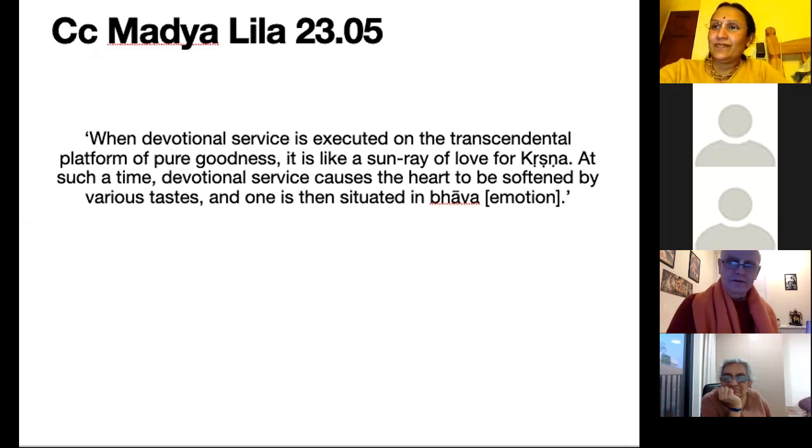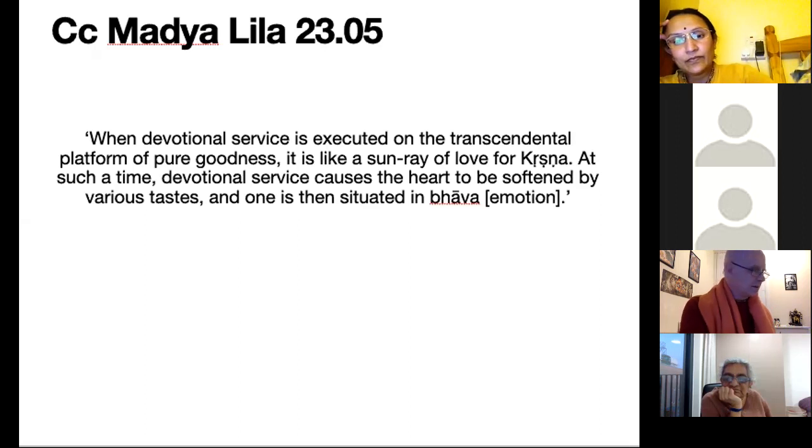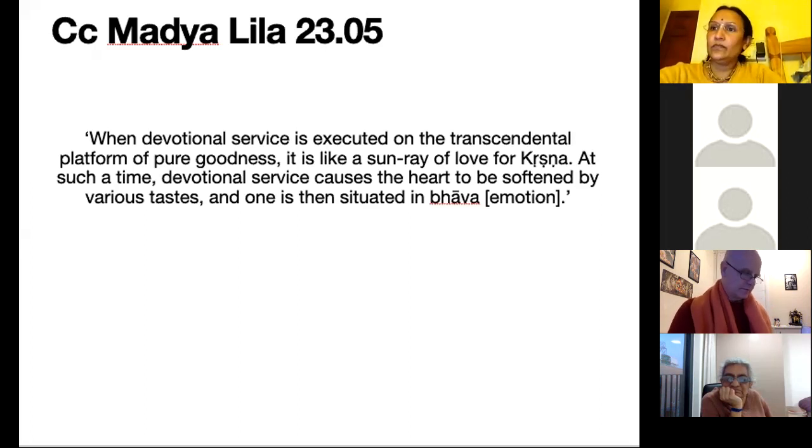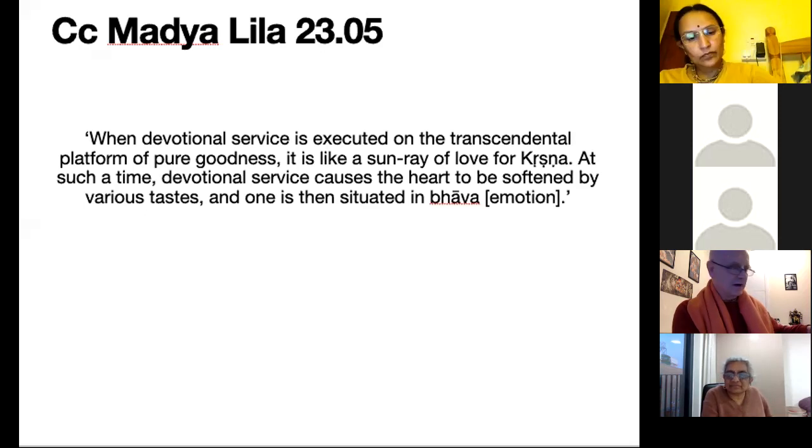So Maharaj is quoting from Rupa Goswami. It's just a definition of what is bhava. This verse here, shuddha-sattva-vishesh-atma. Again, we've heard before, it's like a sun ray of love of Krishna. And the symptoms, we have spoken about this in the Nectar of Devotion readings. One's heart is softened by various loving ecstasies, and one is situated in bhava. Just to highlight, it's just a definition of bhava. Then Maharaj goes on further to describe its development into prema, which is the next verse coming up. This is a definition of prema coming up.